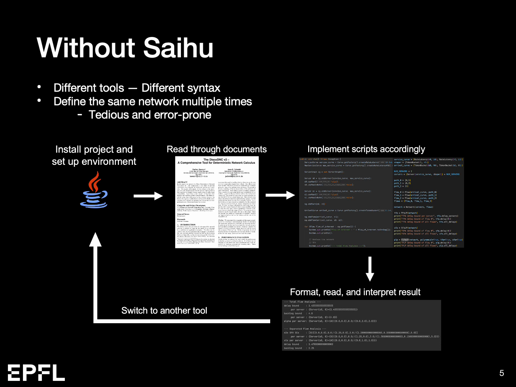Previously, without Saihu, when someone wants to analyze the network with different tools or methods, they need to first install and set up the tool, learn to use the tool by their documentation, implement a script accordingly, and then format and interpret the results by themselves. And say if someone wants to try out another tool, then he has to go through this process again. The inconvenience here is that you need to be familiar with different syntax of each tool, and sometimes it's even in a different programming language. Not only that, you need to define the same network multiple times, which is not only a tedious task but also error-prone during the process.